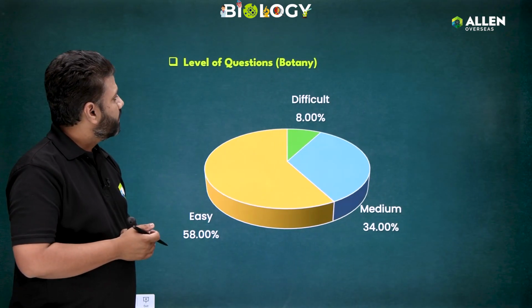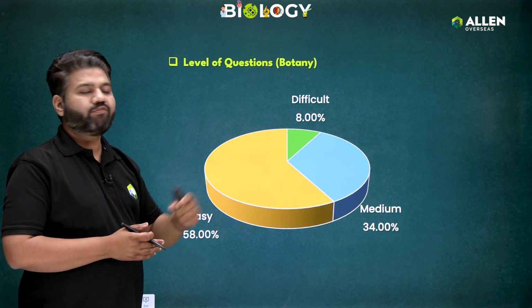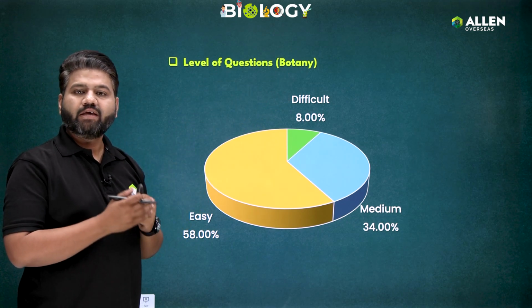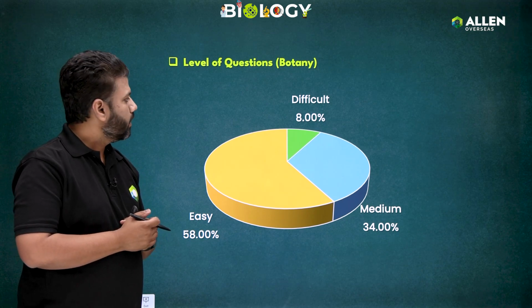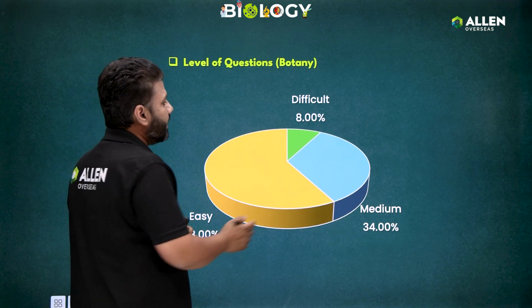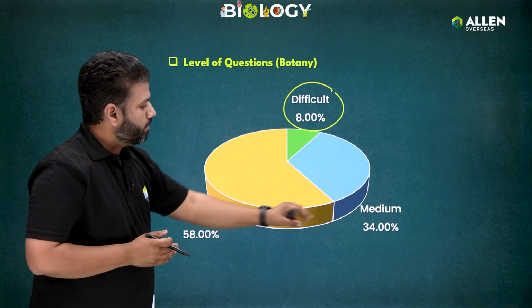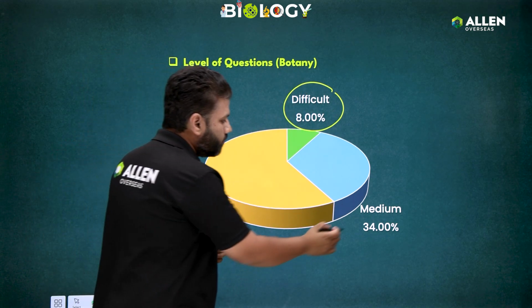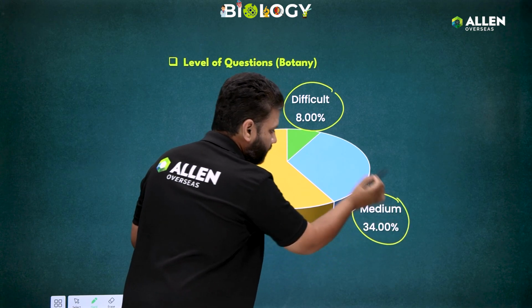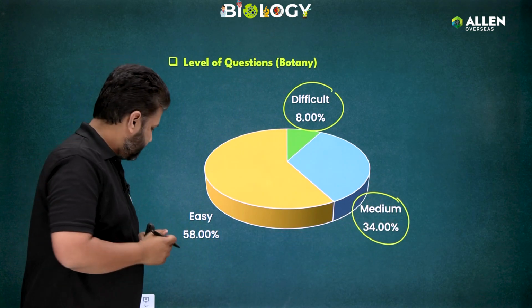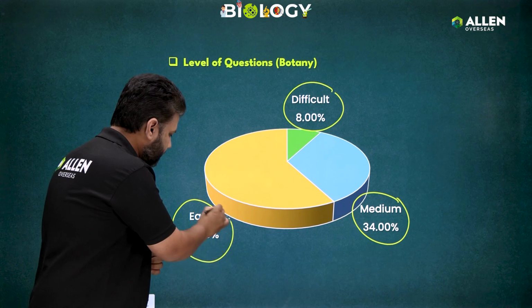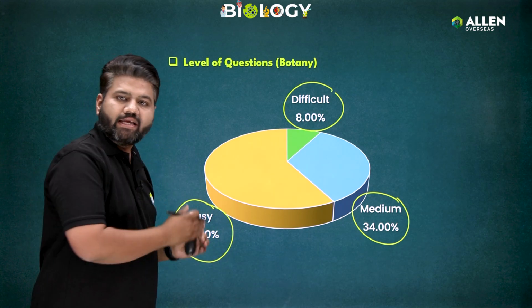Now we will see the level of questions. First we will deal with botany. Here we will talk about the difficulty level. Difficult questions were 8% in botany, medium questions were 34%, and easy questions were 58%. So the majority of questions were easy.